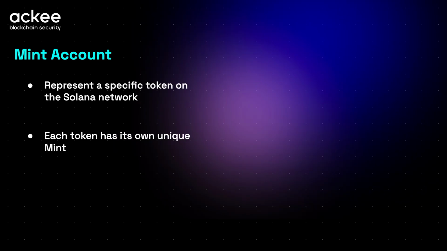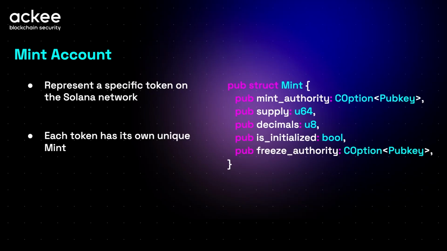The next important concept are the mint accounts. These accounts basically hold all the information about a certain token. Every token needs to have a mint account because the mint account is what represents the token. Here is the data that each mint account holds.